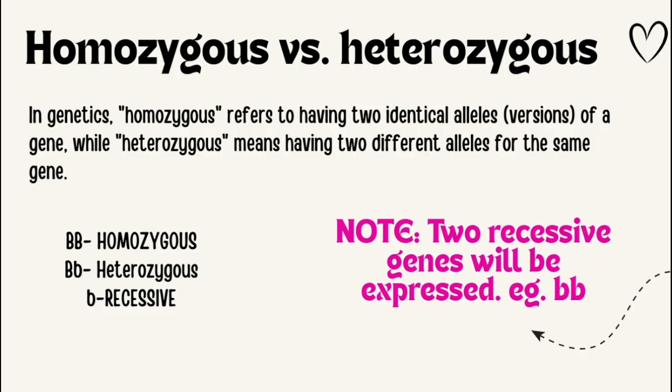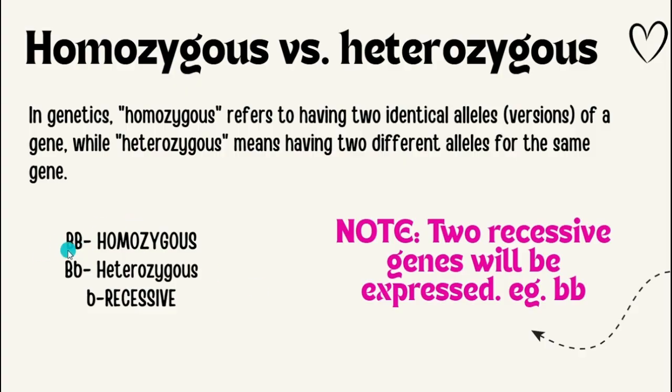Okay, now if we're talking about genes, they can also be homozygous and heterozygous. We said before that the recessive gene is not expressed unless there are two of them together. So if a big B is before the little b, that little b is not going to be expressed. Homozygous, which means same, means that both alleles, or both genes, are the same.